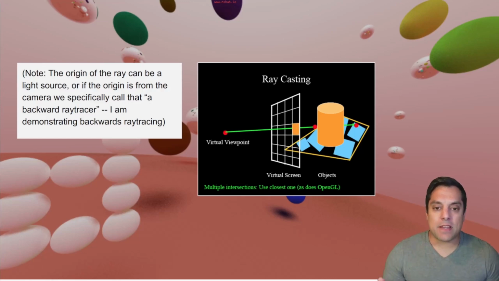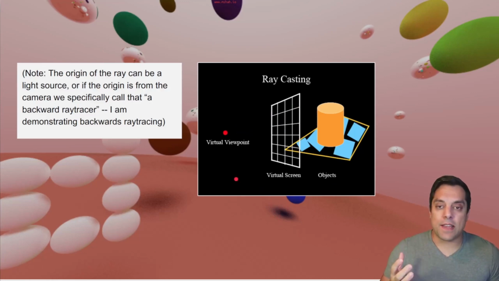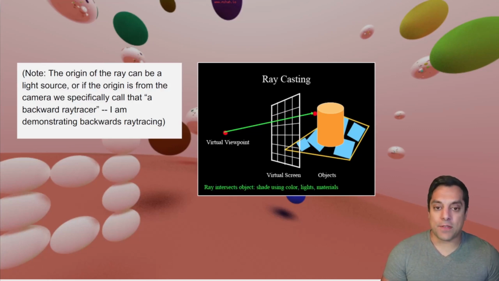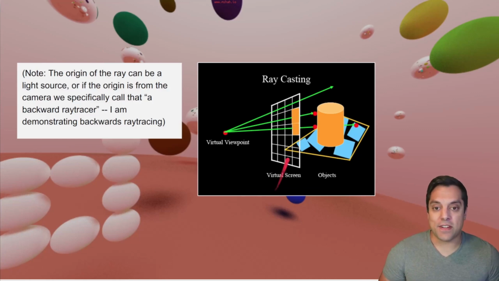But again, depending on whether you're casting rays from someone's eyes or from the lights will differentiate the types of scenes that you can actually generate. So that's ray casting, and that's the general idea. Now, as you can imagine, we are casting lots of rays because we have lots of pixels on our screen here. So that means we need performance.